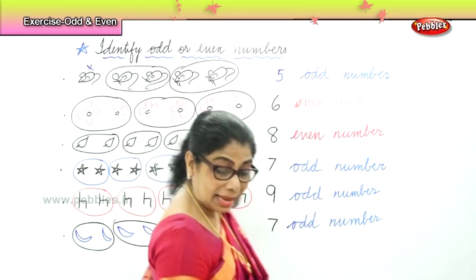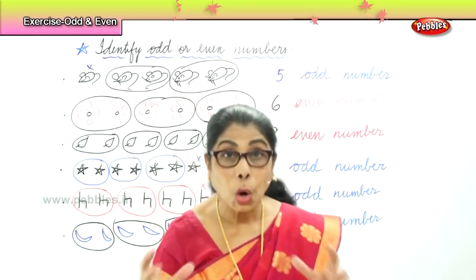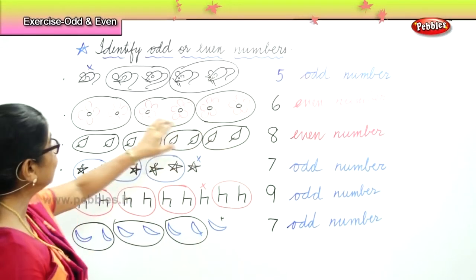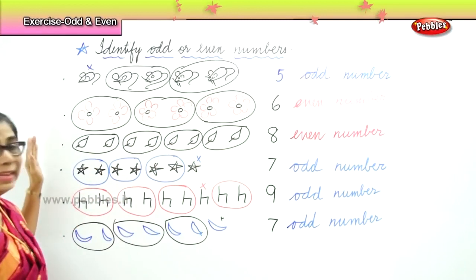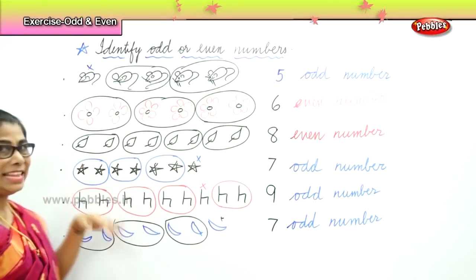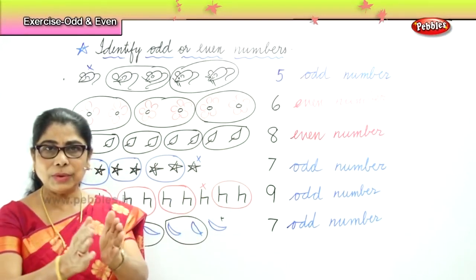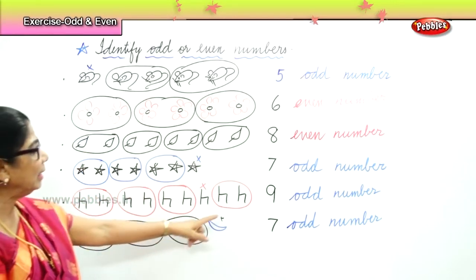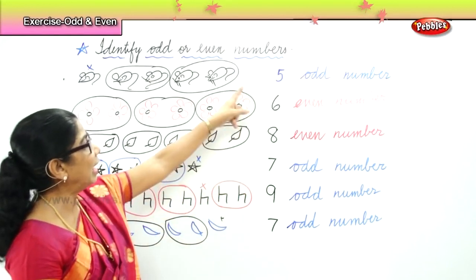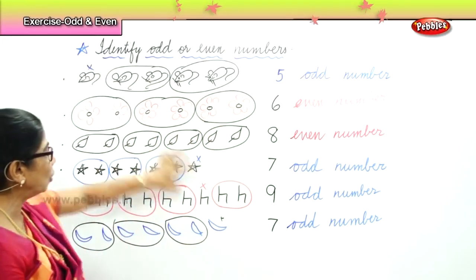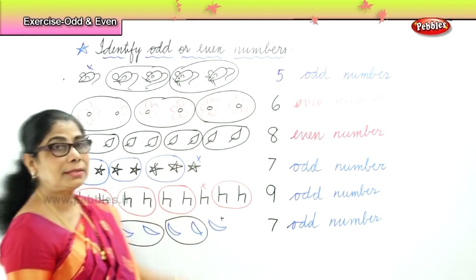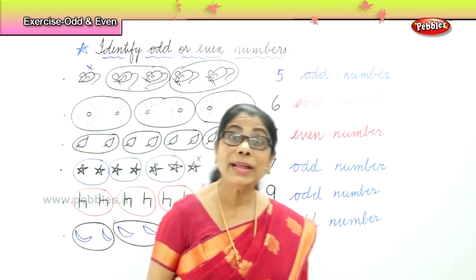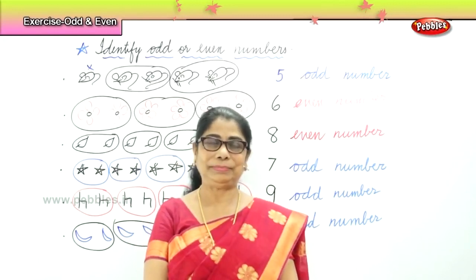Alright? Did you understand the meaning of odd number and even number? Look at the 6 and 8, the even numbers. They don't have any flower or leaf left over. You are able to pair them up. But in 9, 7 and 5, the odd ones, there is an odd one out. So we say numbers 7, 9 and 5 are odd numbers.